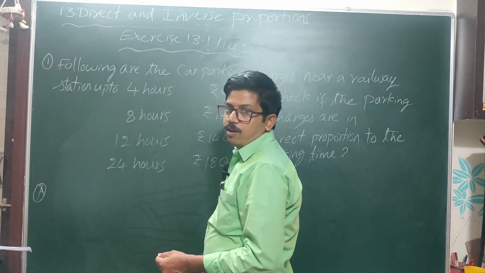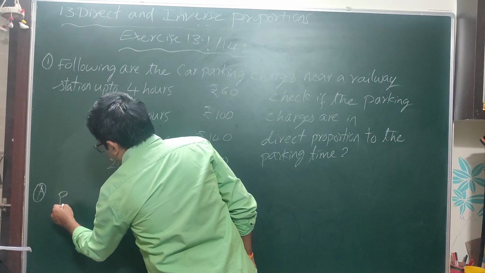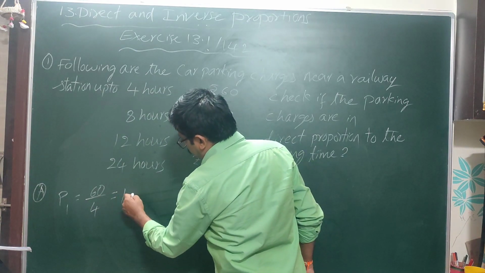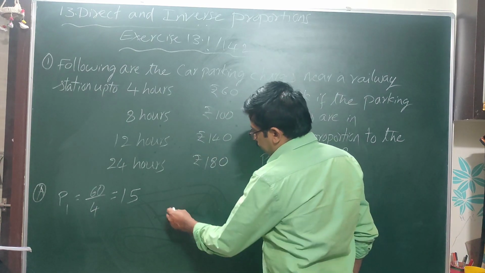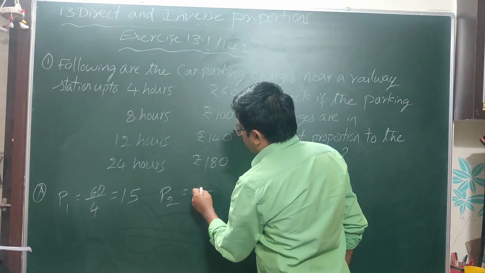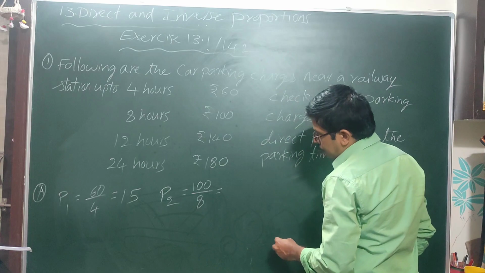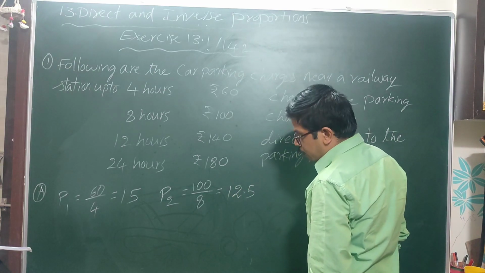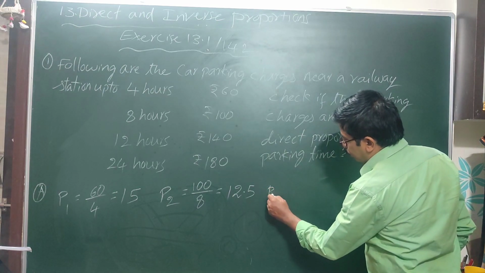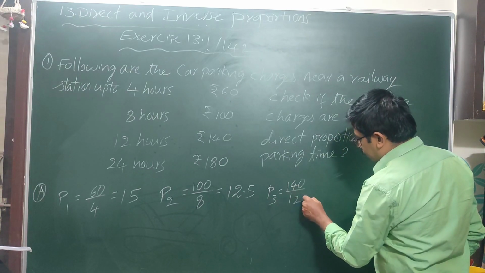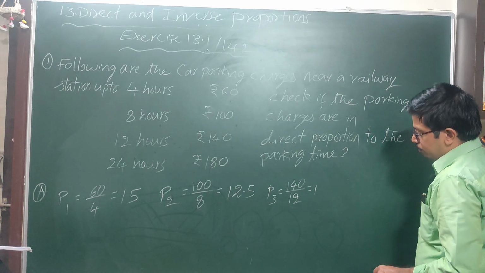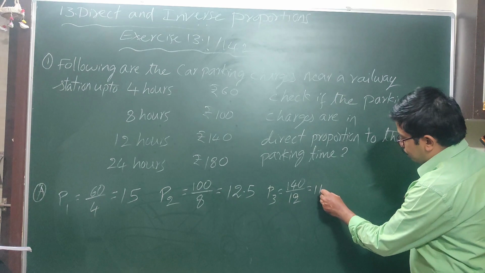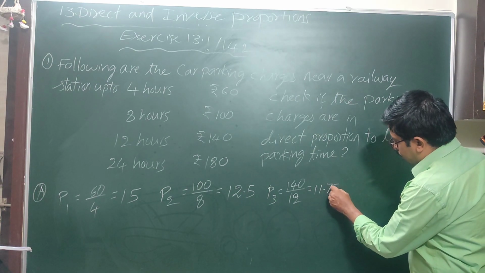So I will take P for parking charges. First case, P1 equal to 60 by 4, and the ratio is 15. Next, P2 equal to 100 by 8, 8 ones are 8. Next, 8 twos are 16, 8 fives are 40, 12.5. Next, P3 equal to 140 by 12. 12 ones are 12, again 12 ones are 12, 12 sevens are 84, 12 fives are 60.